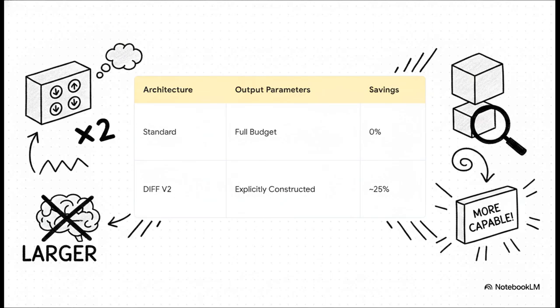Where the standard transformer eats up its full parameter budget there, Diff V2 shrinks it down. That means you get those saved parameters back to spend elsewhere in the model to make it even smarter.